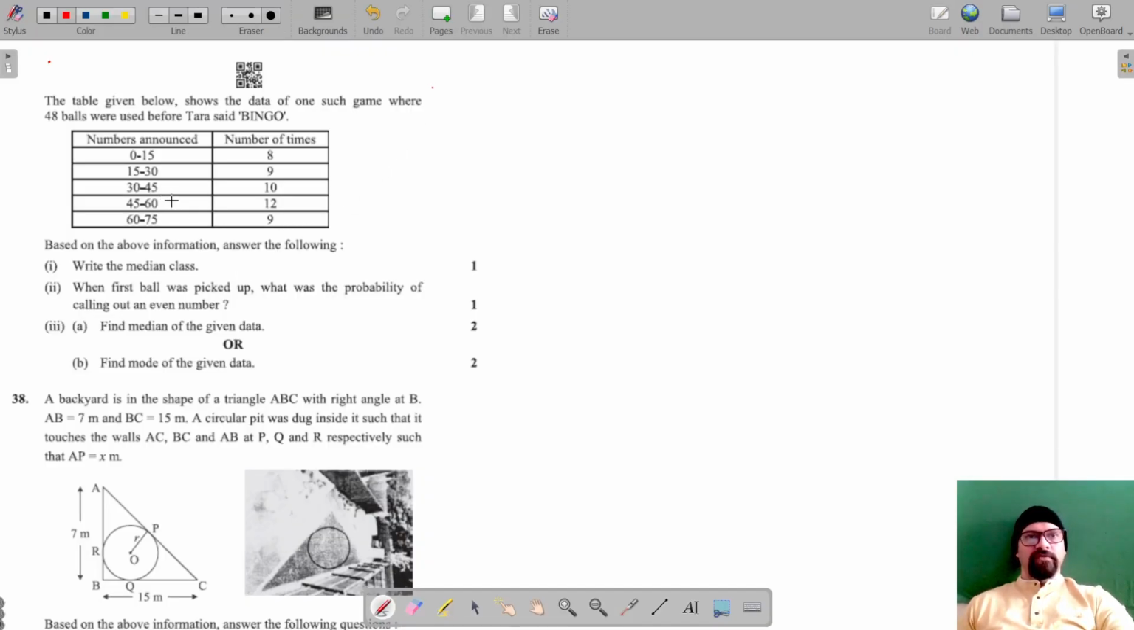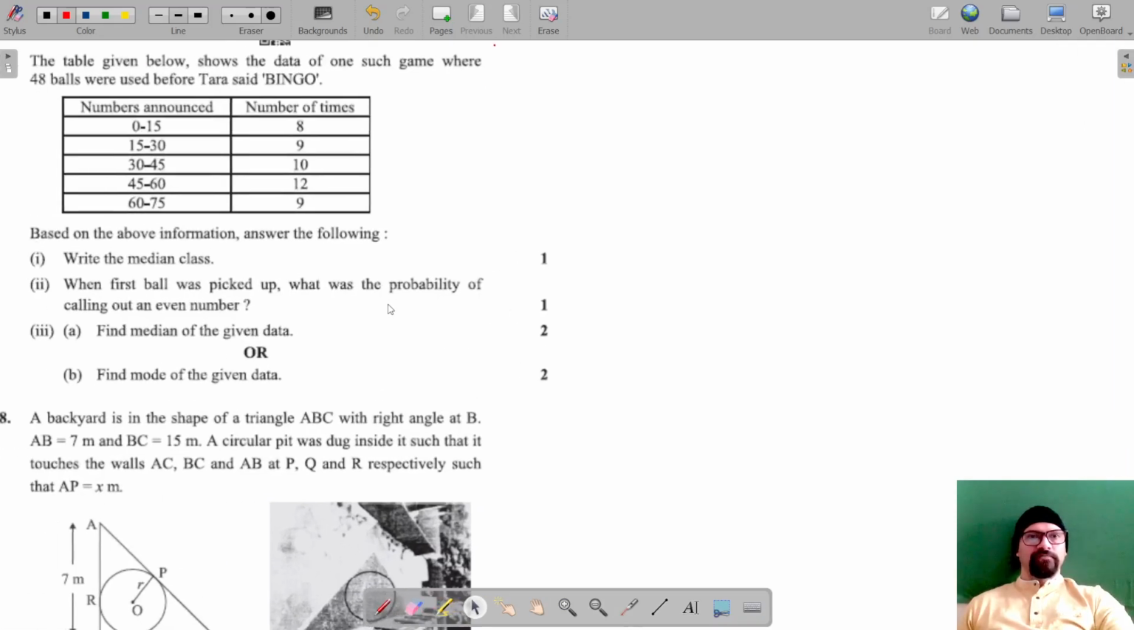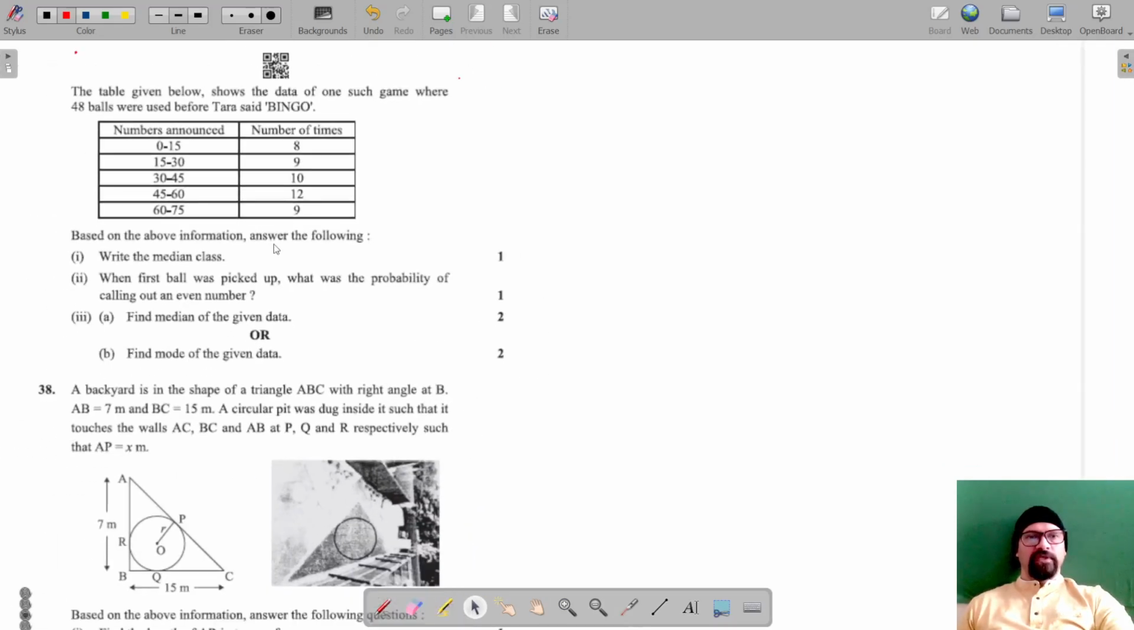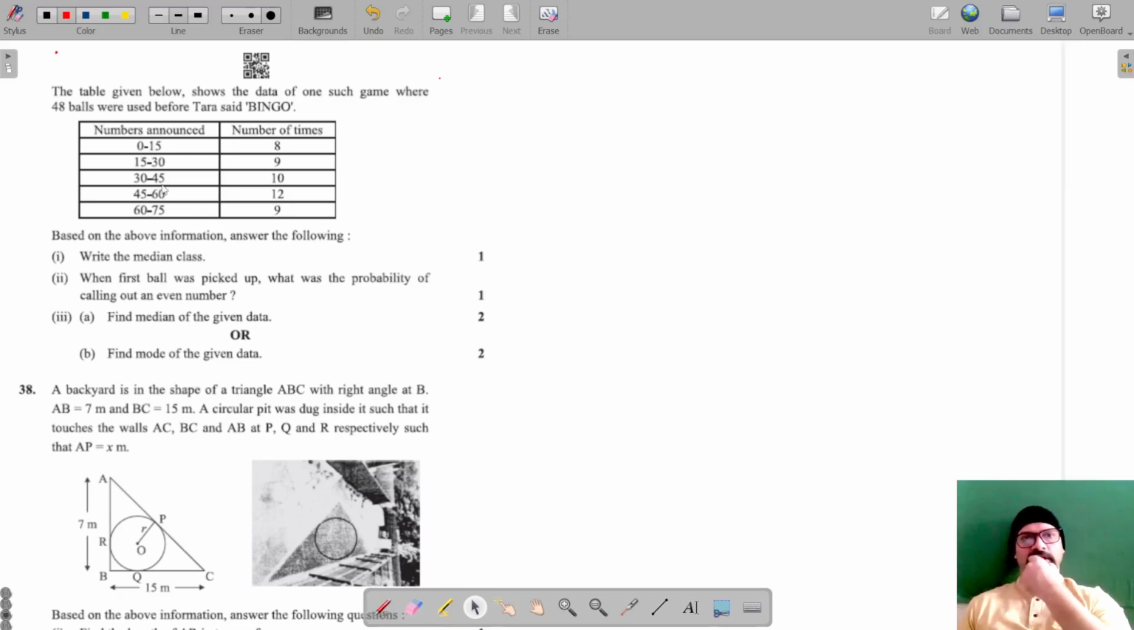And this is a table that shows the data of one such game where 48 balls were used before Tara said bingo. The numbers announced 0 to 15 was 8 times, 15 to 30 was 9 times, 30 to 45 10 times, and because 48 balls were used, that means the frequency total should be 48. And I'm going to draw this table.